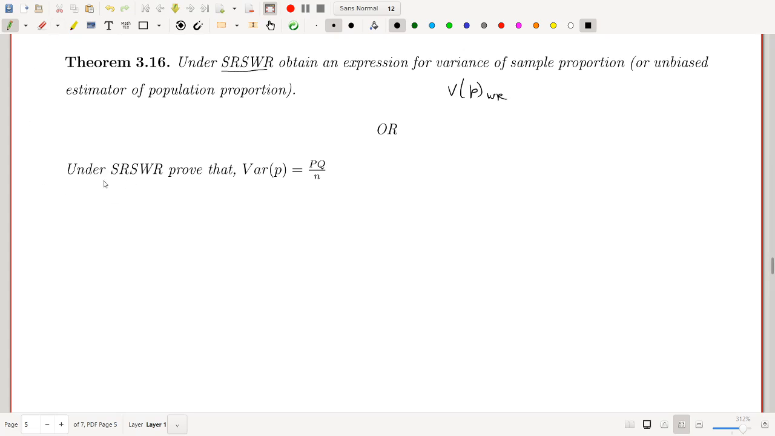Or this theorem may be asked like this also: under SRSWR, prove that variance of p is equal to PQ by n. Here capital P means population proportion, and Q is 1 minus P. So, the proof of this theorem.